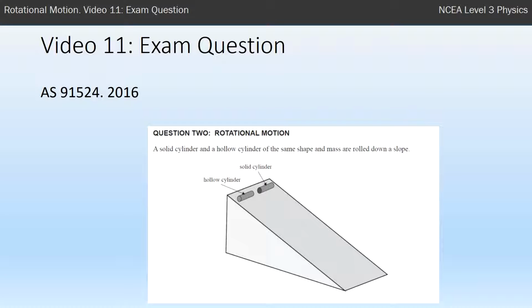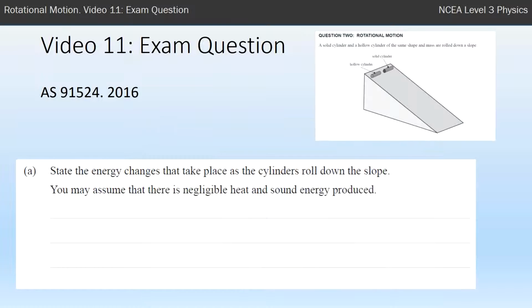This is the last video in this series on rotational motion, and I'm going to make this video just go through an exam problem. The exam problem I've picked is 2016, the mechanics paper, question 2, all about rotational motion. It has a ramp, a hollow and a solid cylinder, the same shape and mass, and they're rolled down the slope.